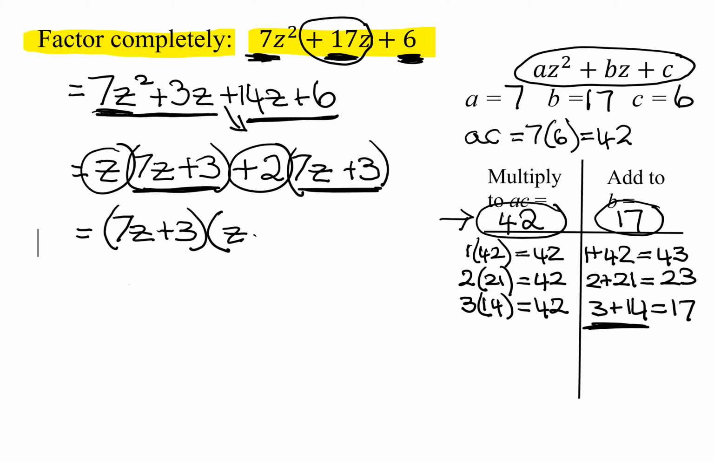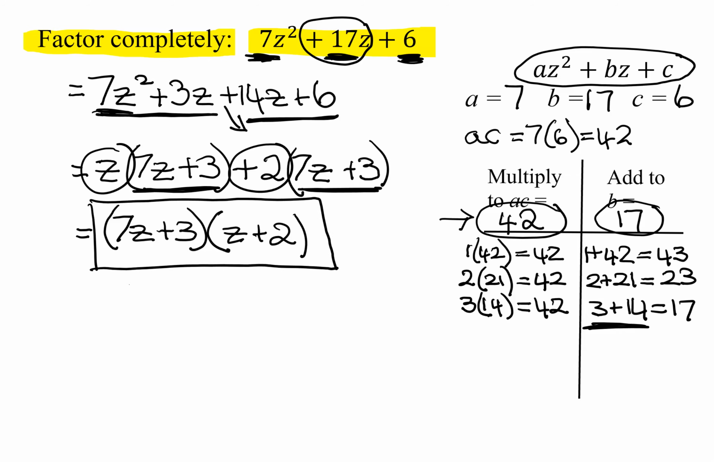Sorry about that. z plus 2. So now I have factored my polynomial. And remember, how can you check it? FOIL this thing out. When you FOIL it out, you should end up with your original polynomial.